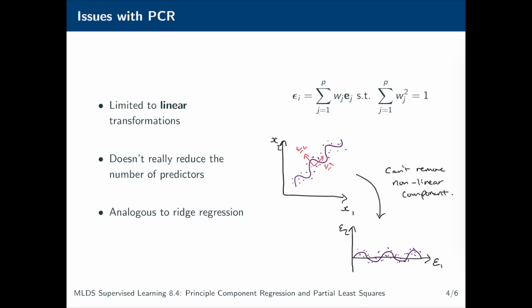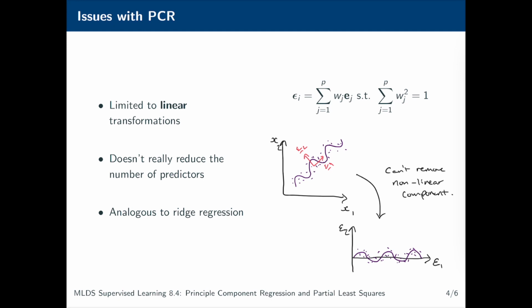This means that we can't remove any non-linear component in the variability of our predictors. So in this toy example, where we have a sinusoidal trend with a scale shift and a linear trend, we can remove the shift and the trend, but we can't remove this additional very clear structure that isn't linear in nature. We're also aiming to reduce the dimensionality of our problem by doing PCR.